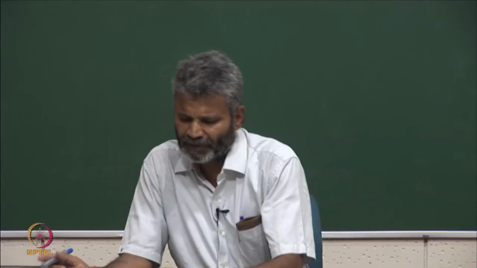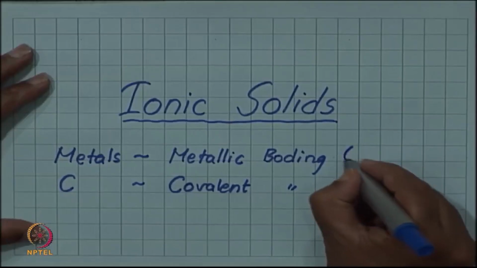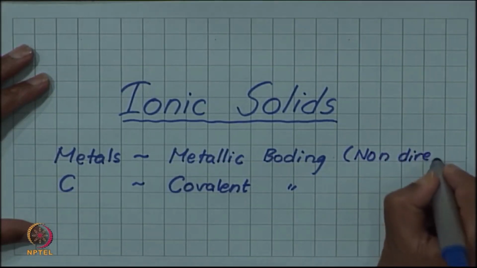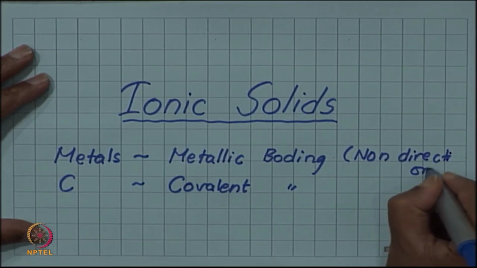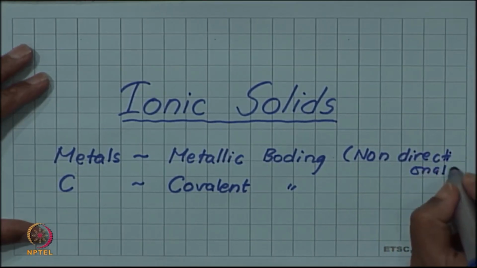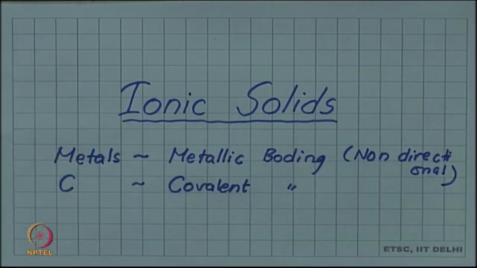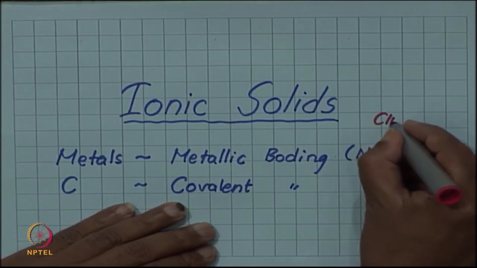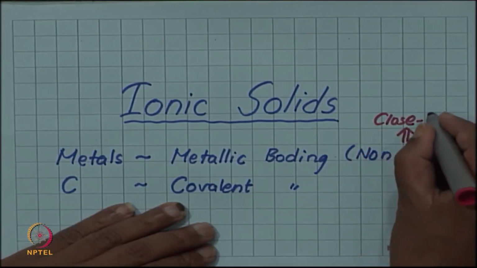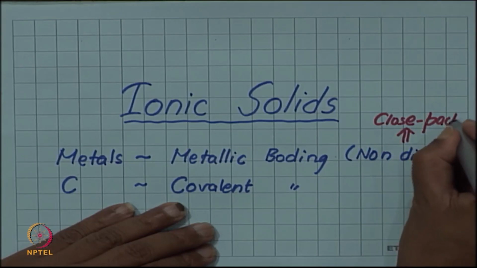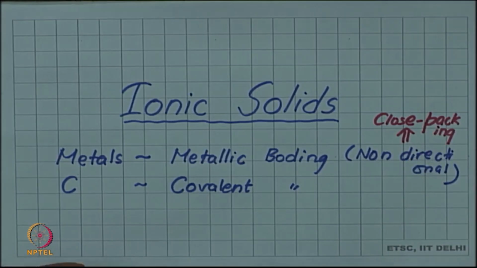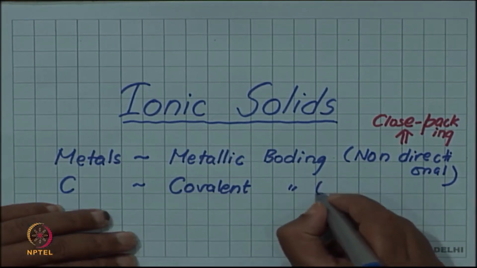The difference here is that metallic bonding was non-directional. This is what led to close packing. Since it is non-directional, you can pack as closely as possible. Whereas in covalent bonding, the carbon structures were not close packed because they are strongly directional.